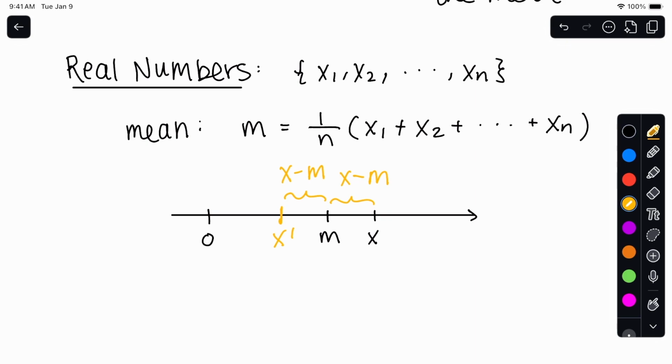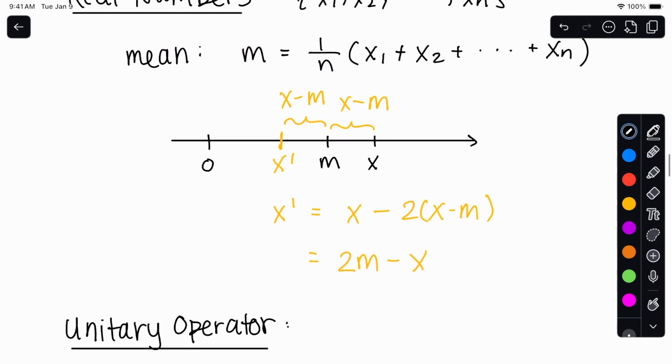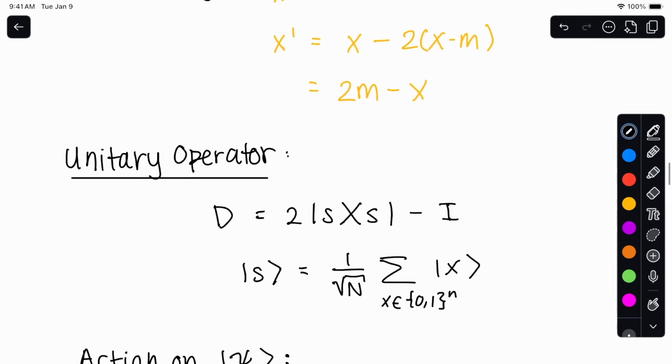So in this case, we can write down x prime equals x minus 2 of these, so 2x minus m, which is just 2m minus x. And we can extend this same approach to a quantum computation. And so the unitary operator for our diffusion operator is just going to look like this.